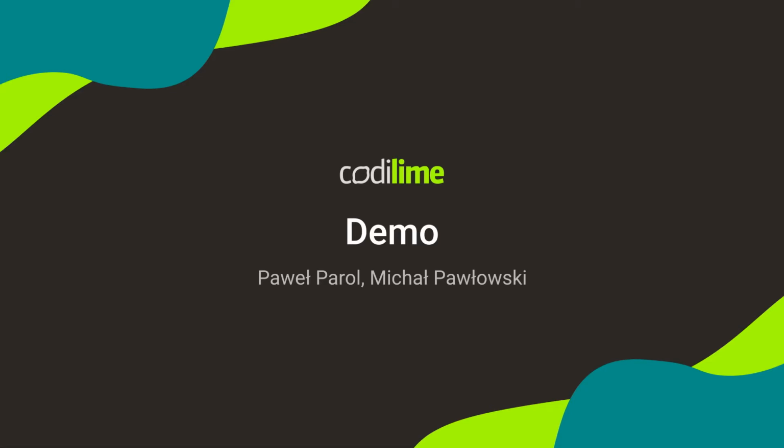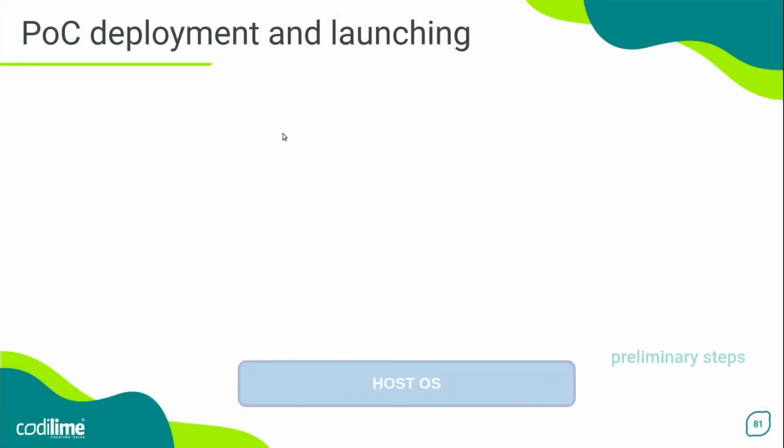Well, let's start the demo. The demo is built on a single node server. It can be a physical server or a virtual machine. The host system has been pre-configured. It includes Docker, Golang, Kind, kubectl, and Helm.